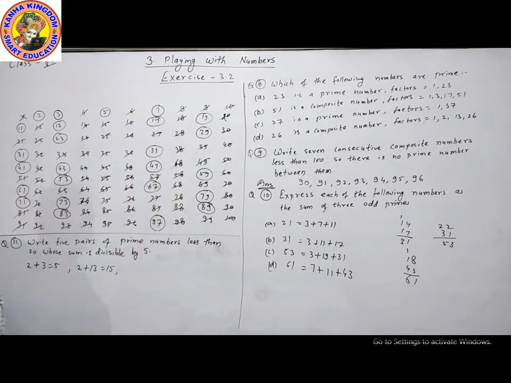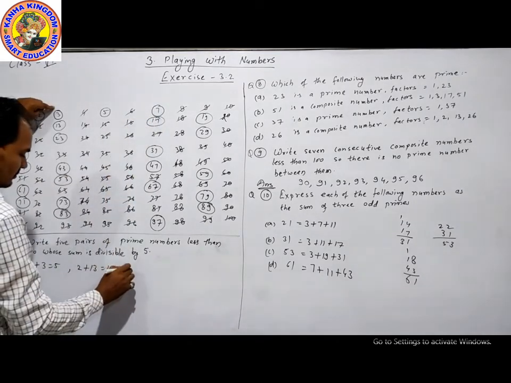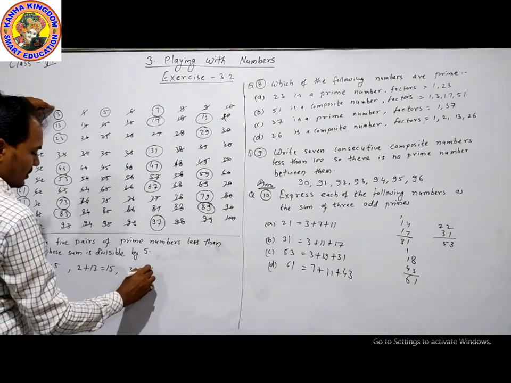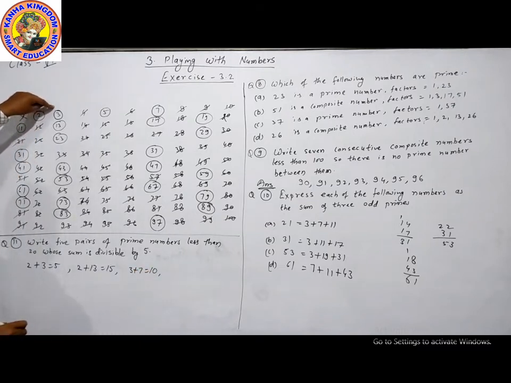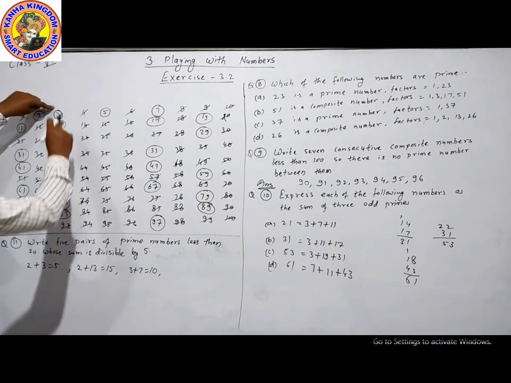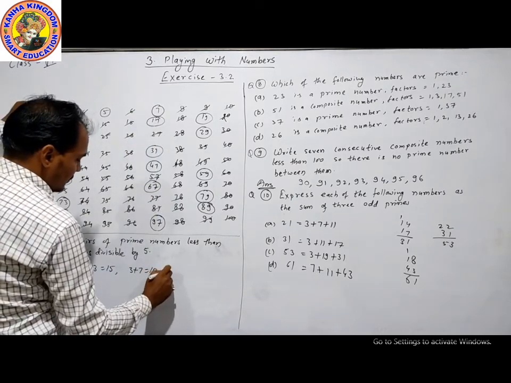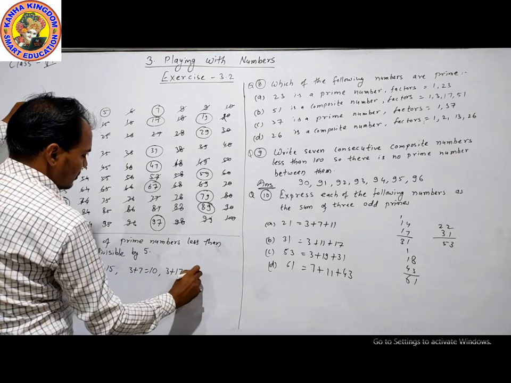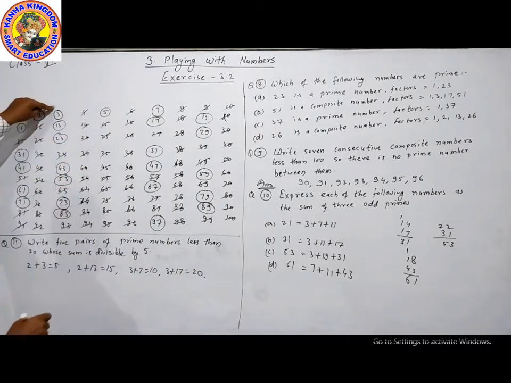No pair will be made in these two lines, because the question says less than 20. So we will take prime numbers from 1 to 20. 2 is over. Now 3 and 7. 3 plus 7 is equal to 10, which can be divided by 5. 3 plus 17 is equal to 20, which can be divided by 5. 3 is over. Now 5 plus something. No one can be added to 5 to be divisible by 5.